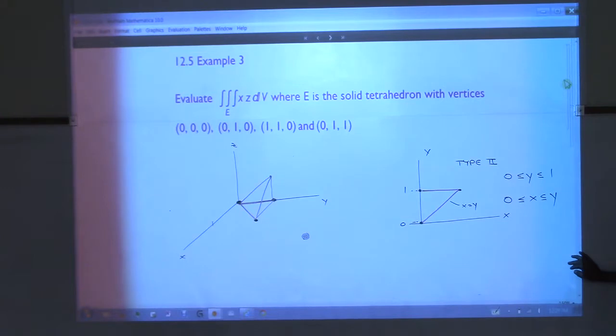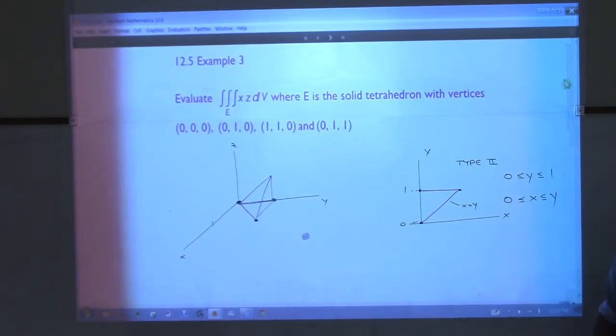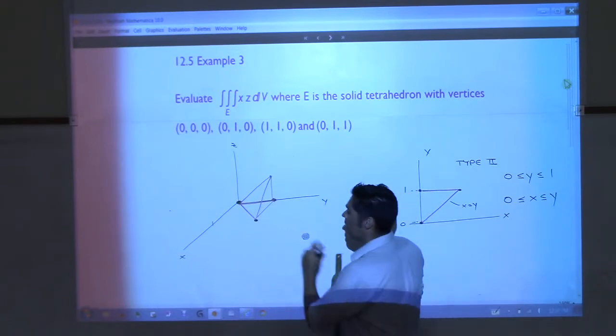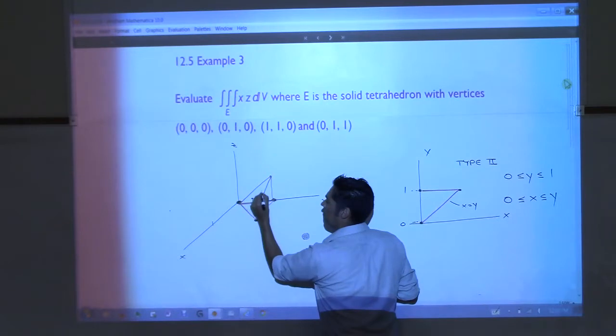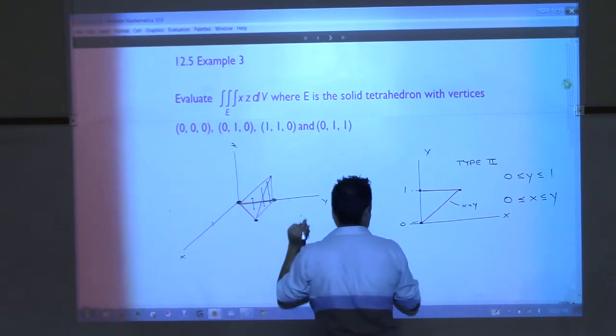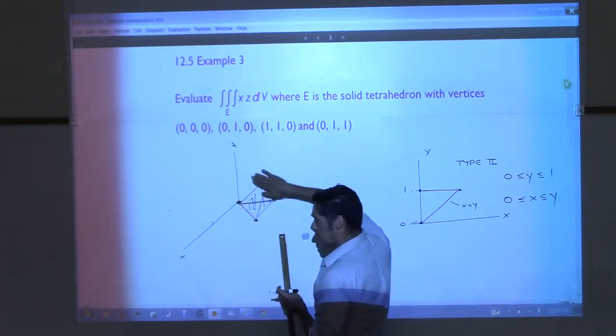Now, something more challenging. What do I have to do now? I need to get my restrictions on z, right? So when you look at this tetrahedron, what's the top and what's the bottom? The top is what? The z values change, don't they? If you move to a different point in here, the height is going to be different, depending on where you are in that region. Depending on where you are in here, your height changes, because you're going to be on that slanted part.